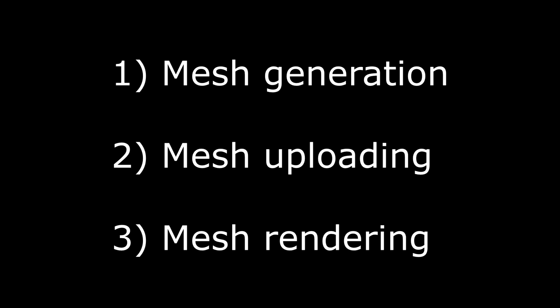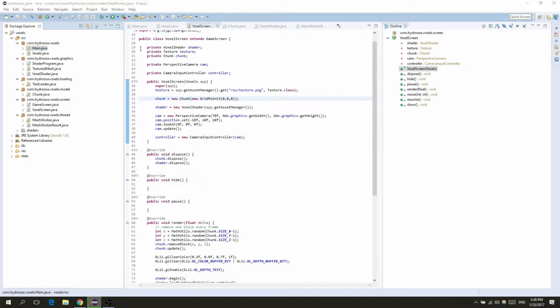Hey guys, in the last voxel video we talked about what impacts the performance of the voxel engine, and that's the generation of a mesh, the uploading of a mesh, and the rendering of this mesh. In the program I showed you in the last video, all these tasks are performed on the same thread, and you can see that on the FPS.